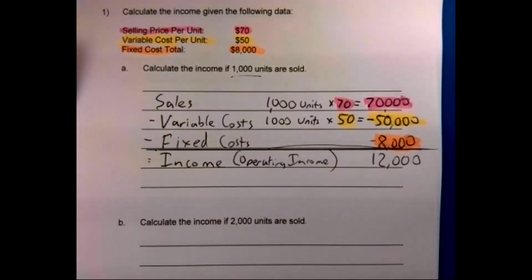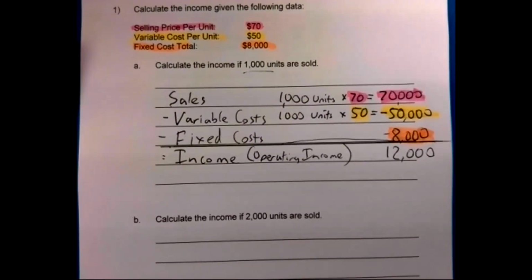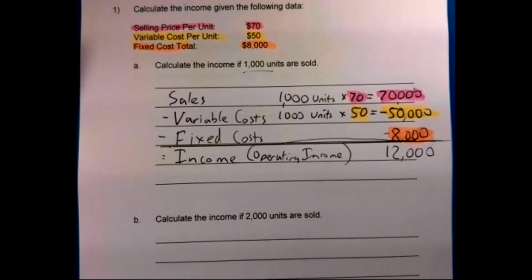It's a little bit different. There's actually an operating income in financial accounting, so calling it that can be confusing. And this probably will not match the true operating income of a company. But you'll see this used a lot. Okay, so that was if we made 1,000 units.